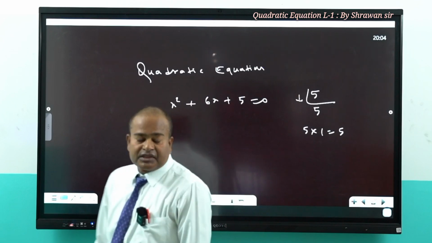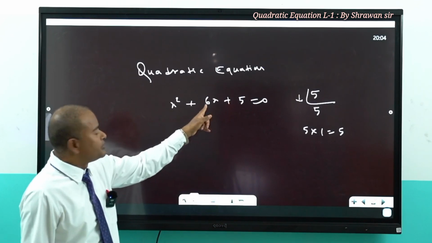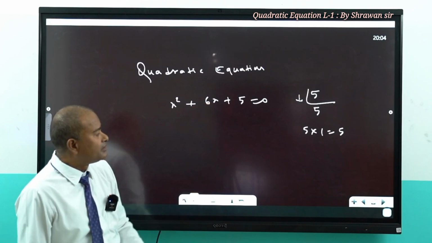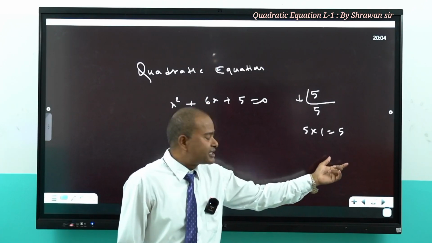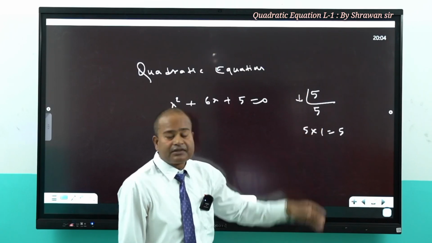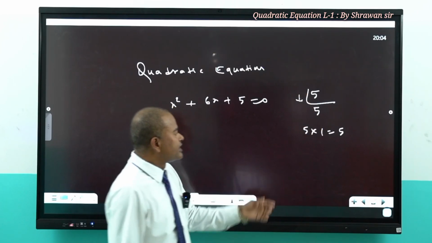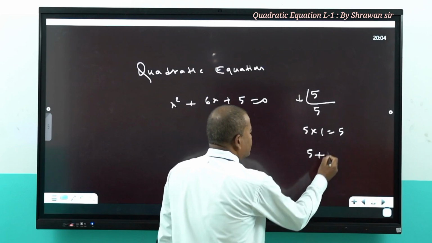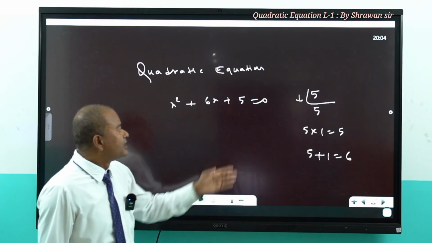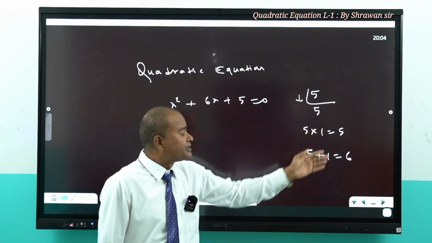So dear students, if the constant term is positive, then we have to break down the coefficient of the middle term by taking the sum of two factors of the product of the first and last. So already we have found the factors. The factors of 5 are 5 and 1. So dear students, if we take the sum of 5 and 1, then 5 plus 1 we get exactly equal to 6.